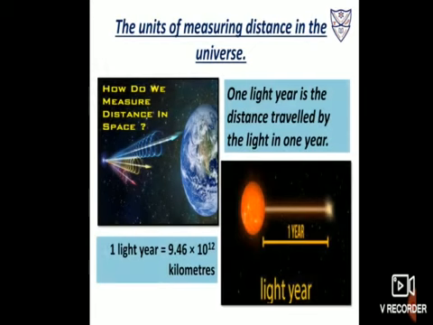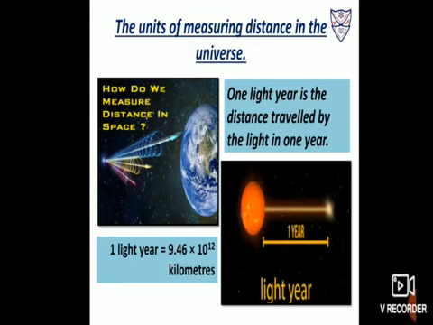Now students, let us discuss units of measuring distance in the universe. The distances in the universe are very large. Kilometer is an extremely small and inconvenient unit to express such large distances. So, the extremely large distances between the various heavenly bodies like the stars and the planets are expressed in another unit known as light year.